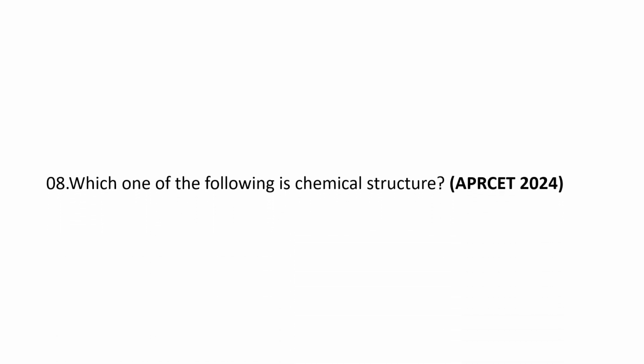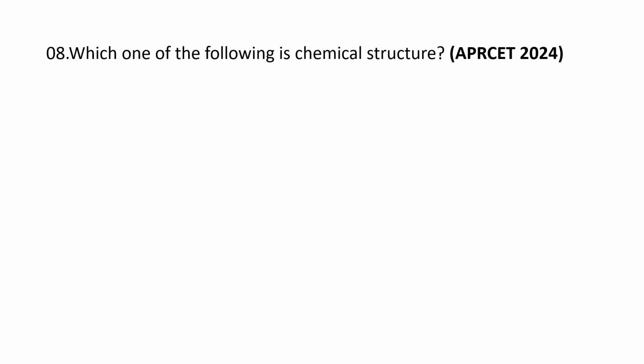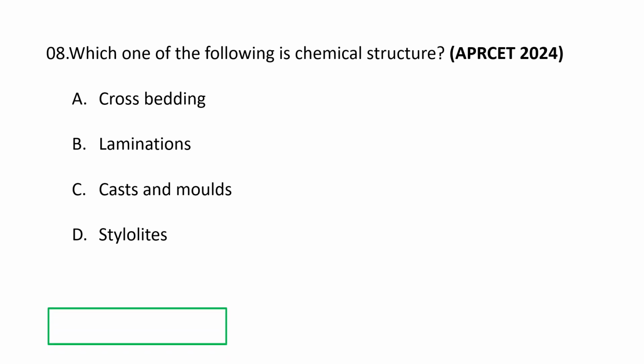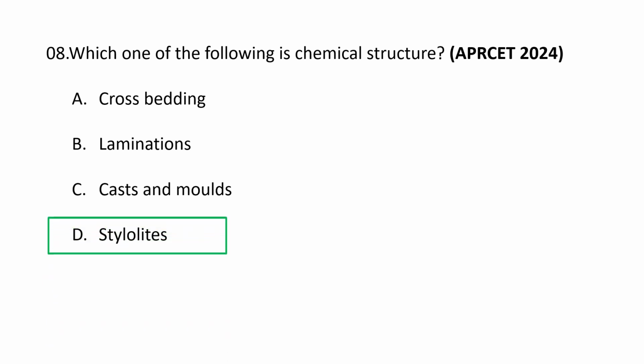Next question. Which one of the following is a chemical structure? The options given are A. Crossbedding, B. Lamination, C. Casts and molds, D. Stylolites. The correct option goes as D. Stylolites. The term stylolites refers to a geological or chemical sedimentary structure found in rocks, not a specific chemical compound with a fixed molecular formula. And these are irregular, interlocking, tooth-like seams or sutures that form within the rock mass due to a process called pressure dissolution.